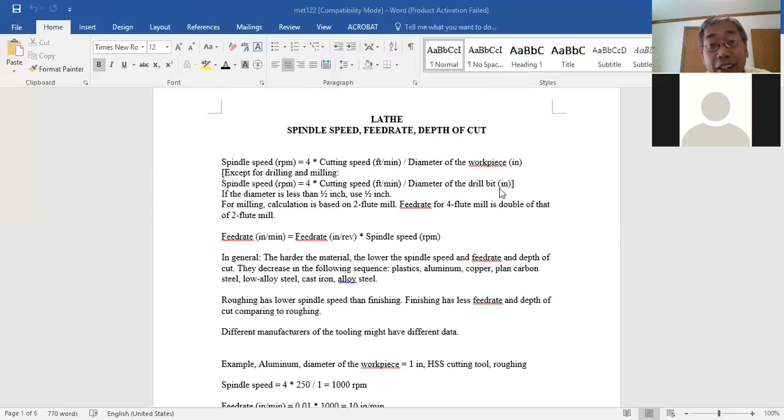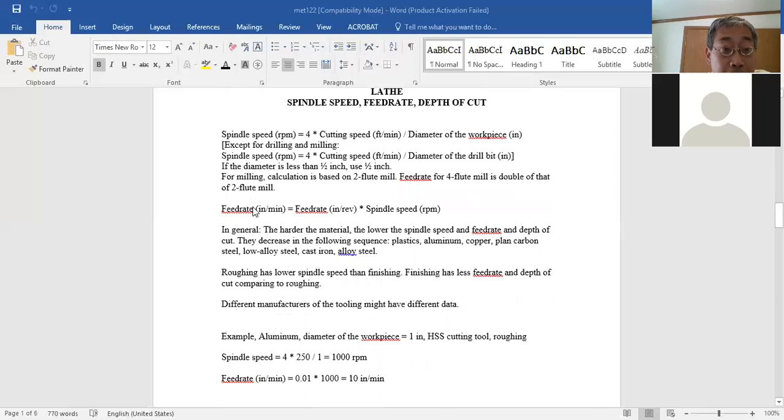Now milling is a little bit different. For drill bits, we have four flute and two flute bits. For milling, the calculation is based on a two flute mill. The feed rate for a four flute mill is double that of a two flute mill. And then feed rate, in inch per minute, is equal to feed rate, in inch per revolution, times spindle speed.